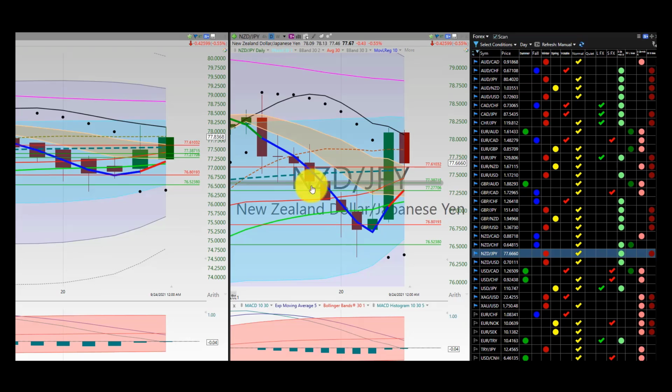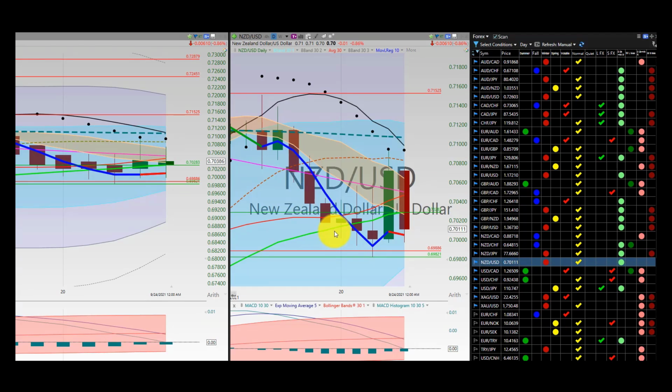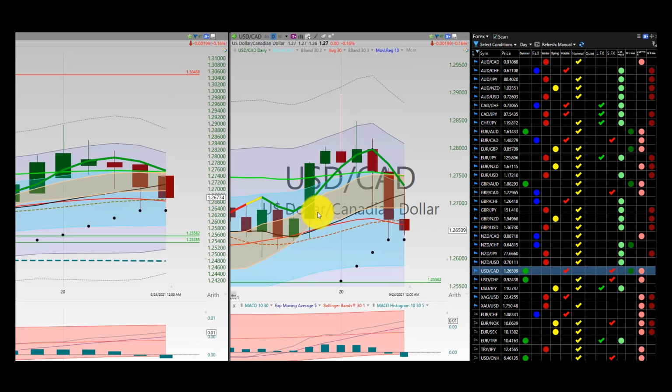New Zealand Japanese yen, continuation of previous week, initial trade here, out for a loss on Friday. New Zealand US dollar, previous week, no trade, just trade here, out for a reversal here on Friday. There was no news on Friday, but there was something significant that happened for the banks and currencies to do a major reversal like that.